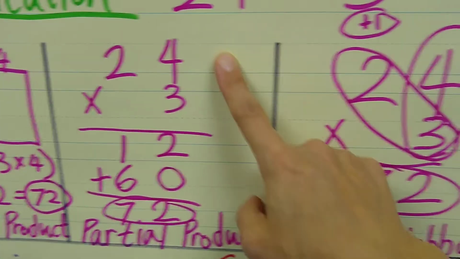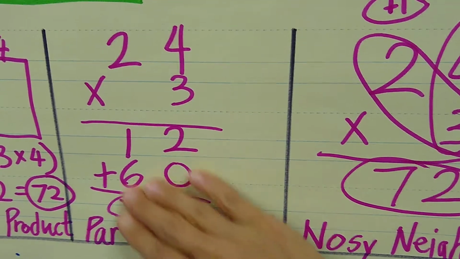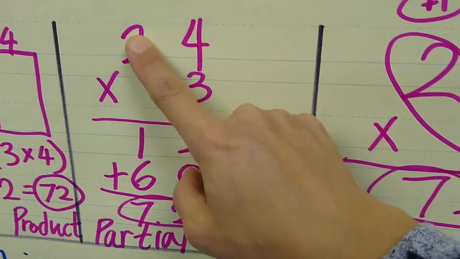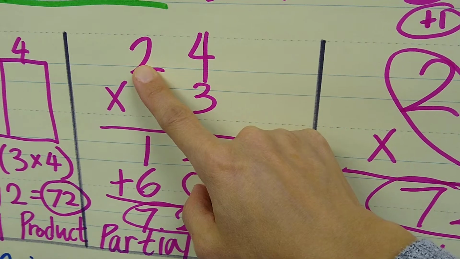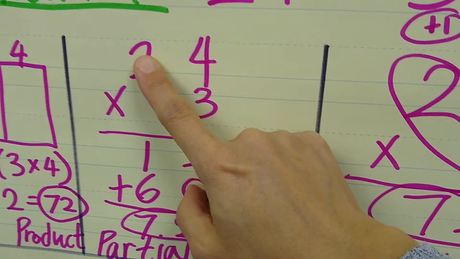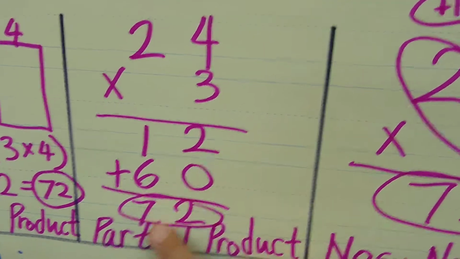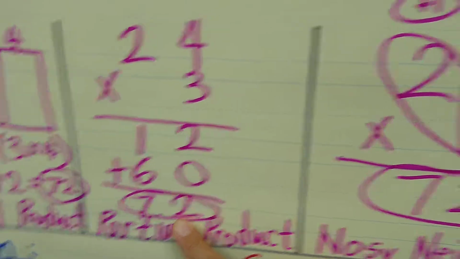Eventually, you can also write it in number form. 4 times 3 is 12. And because this 2 actually is 20, not a 2, you're actually doing 20 times 3, which is 60. That's why we put 60 here. And if you add them up, it's 72.